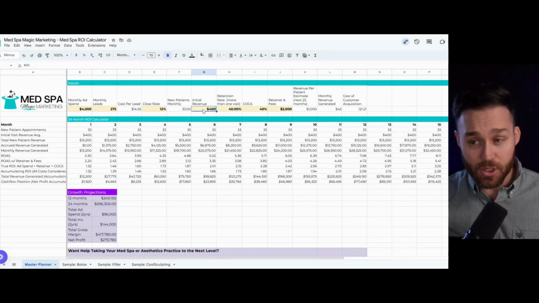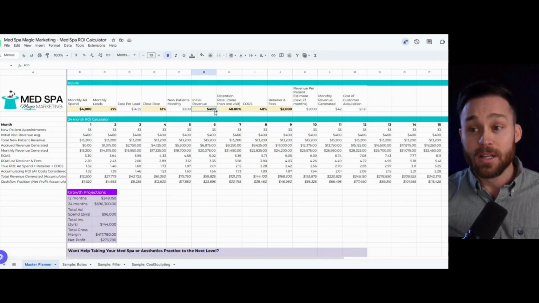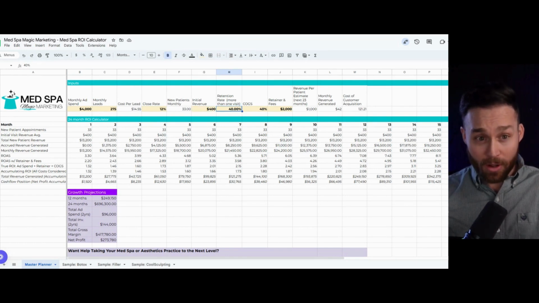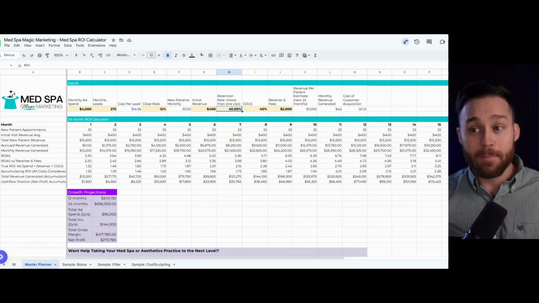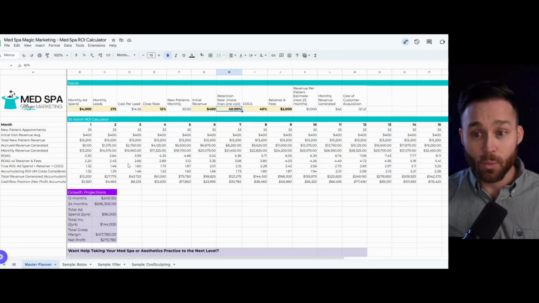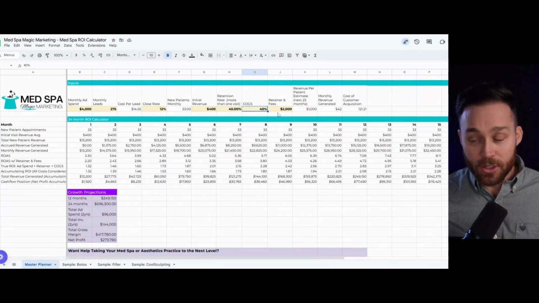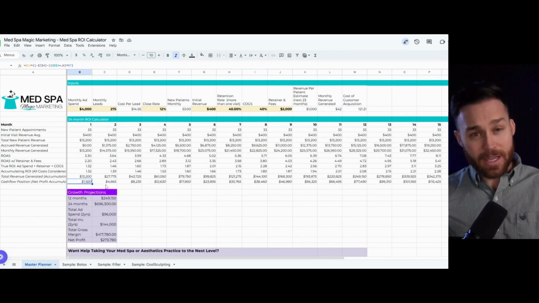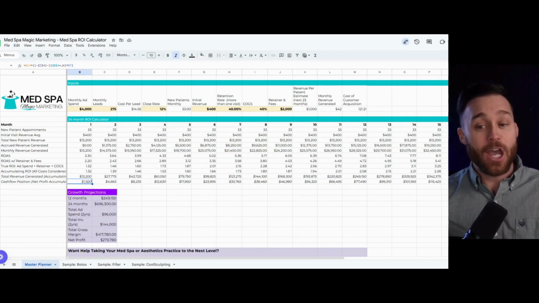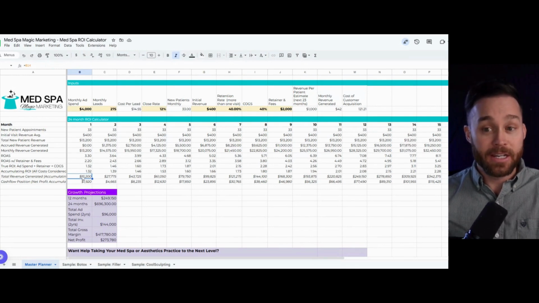I'm going to put some assumptions in the calculator. Those assumptions are that these people are spending on average $400 on their initial visit, and only 40% of them are good quality clients that stick around and come back for recurring service. With those assumptions, spending $4,000 a month, the first month you make $13,000. After your cost of goods sold, your retainer and fees, and your ad spend, you've only netted $2,000 in positive cash flow. You've generated $13,000 in new revenue.